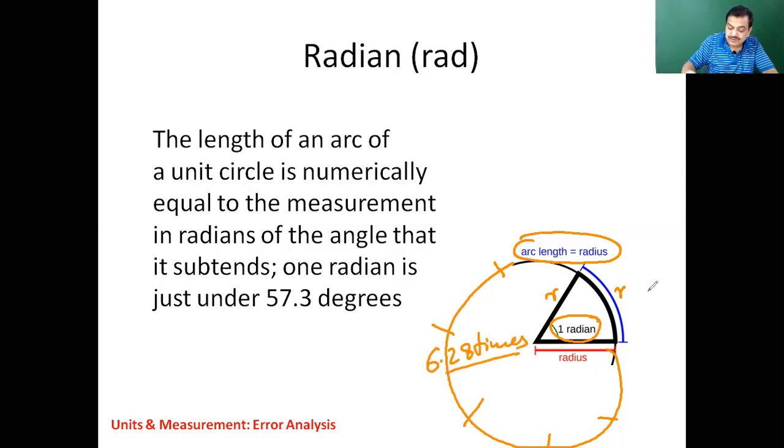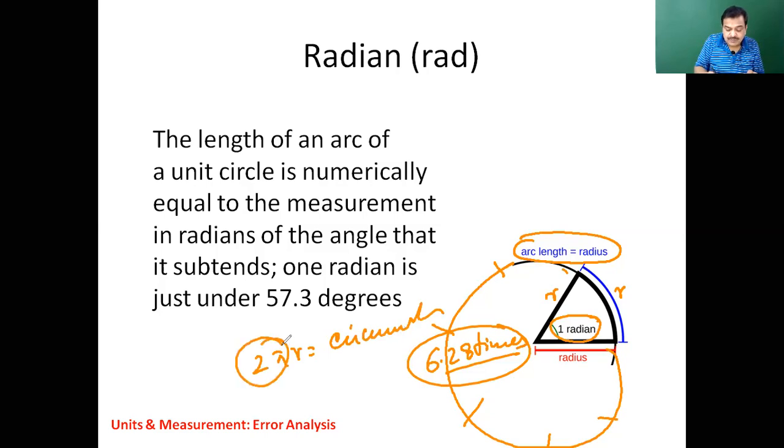So it means 1, 2, 3, 4, 5, 6, 7, 6.28 times. It means the radius comes 6.28 times. So we can easily say 2 pi r is equal to the circumference of a circle. 2 pi is equal to 6.28. So pi is equal to 3.14, or that is equal to 22/7. This is how the value of pi is determined.